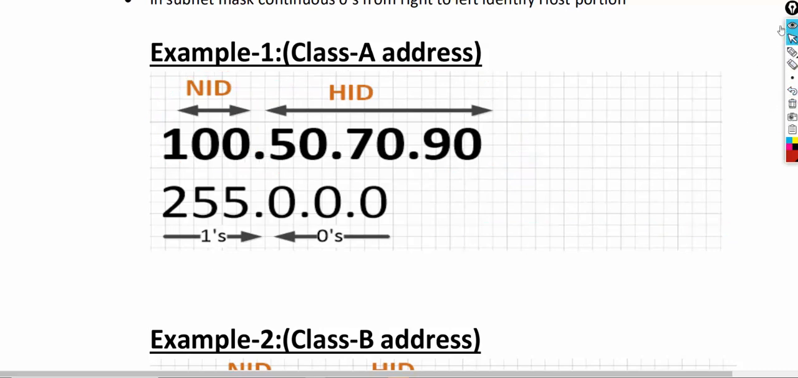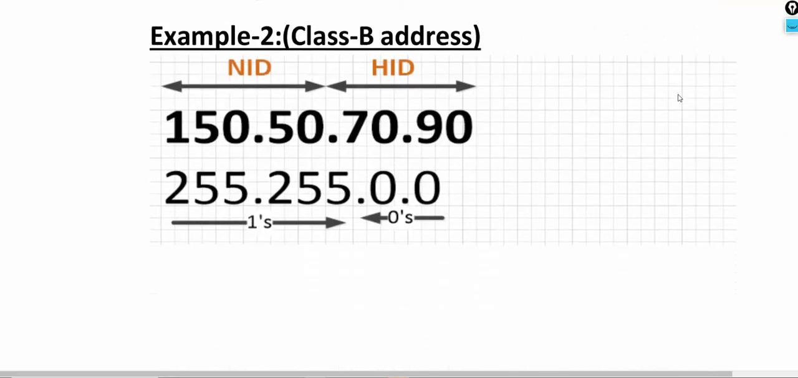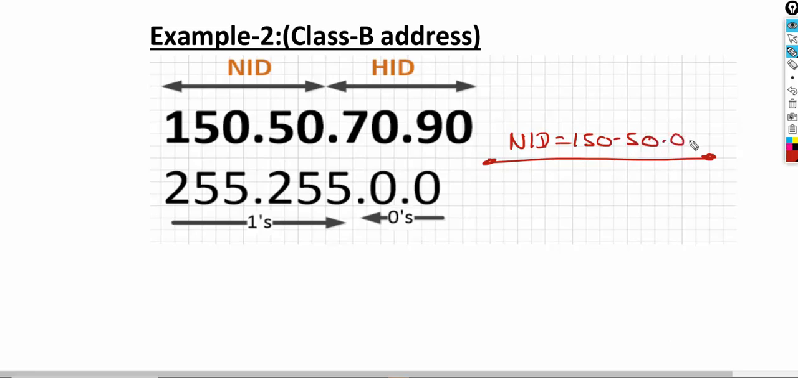Let's look into example number 2. Example number 2 has a class B address, 150.50.70.90. Because the subnet mask is 255.255.0.0, my network ID is 150.50. Okay, then the other part becomes the host ID. So if I have a wire, the ID of the wire becomes 150.50.0.0. So the network ID is the ID of the wire. We'll be doing lots of calculation later, guys. For the time being, we'll keep going through the introduction here.